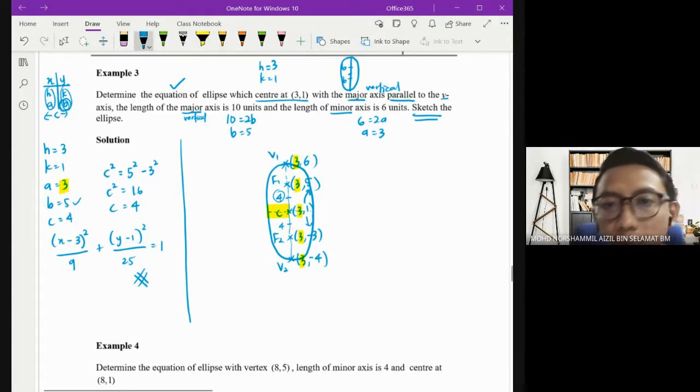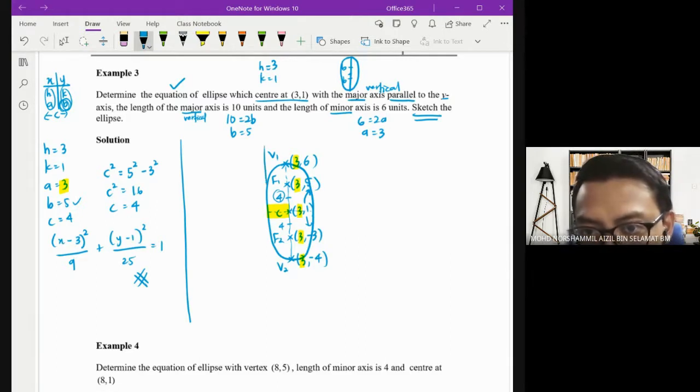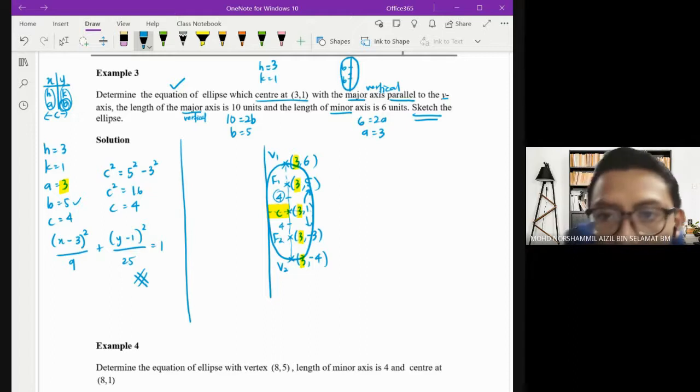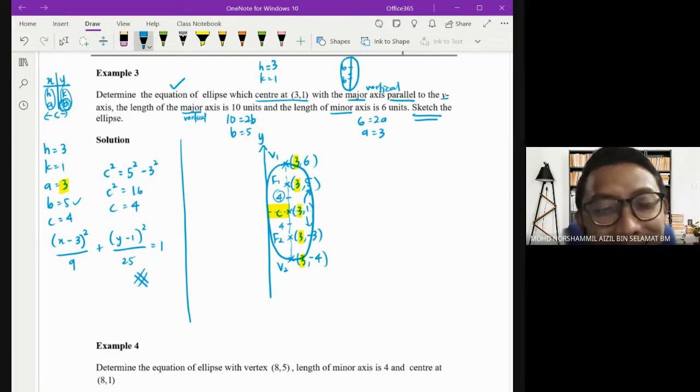So what does it mean? Do you understand? Somewhere here will be your y-axis. Is that okay? Do you see? Because here it must be 3 units. This is your center, and this distance is A. A is 3. So if we move 3 units here, it will not be the origin here. Somewhere here will be touching the y-axis.